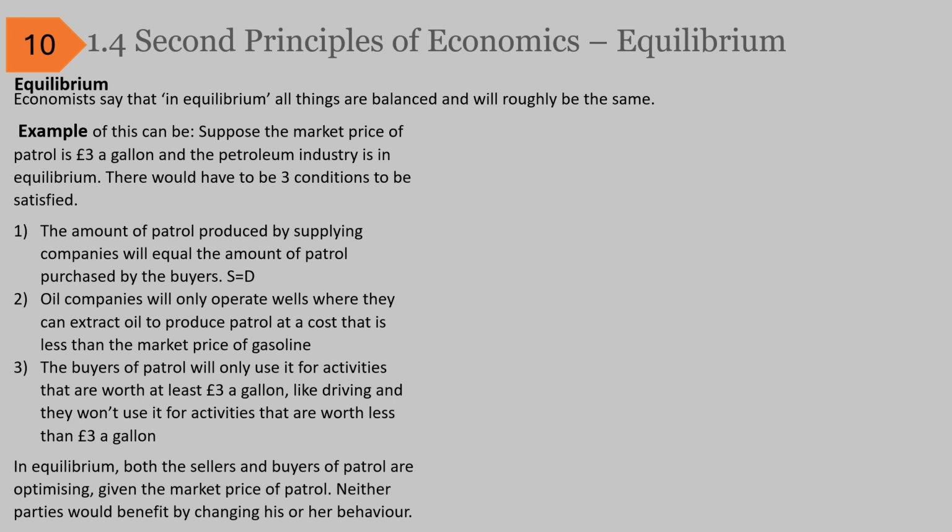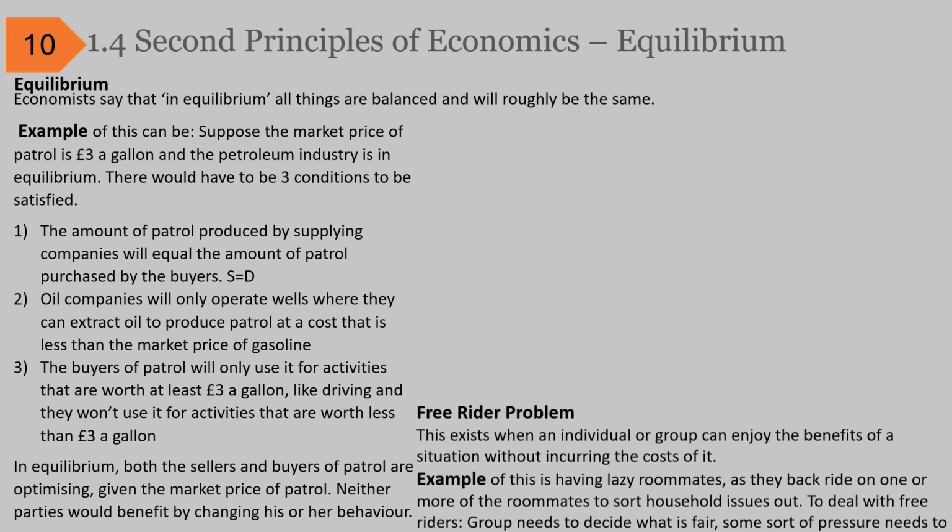So in equilibrium, both buyers and sellers of petrol are optimizing given the market price of petrol. Neither party would benefit by changing their behavior, and all things would be balanced, i.e. the supply and the demand, the operating and the buying of the petrol.